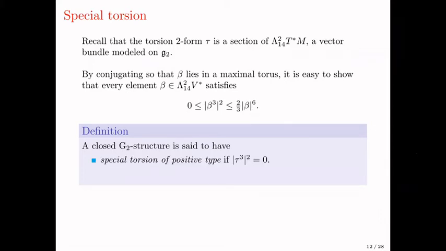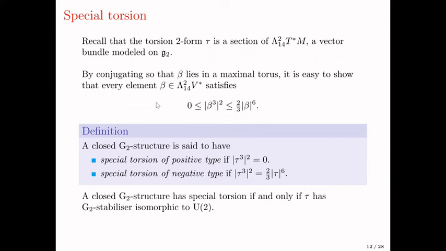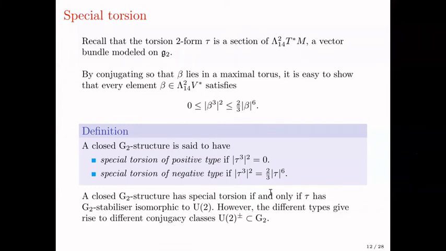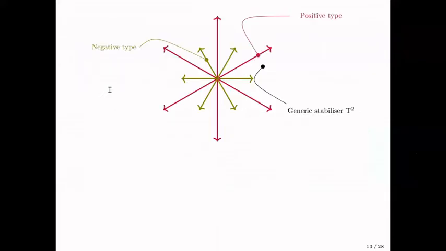So a closed G2 structure is said to have special torsion of positive type if the norm squared of tau cubed is 0, and it's said to have special torsion of negative type if the norm squared of tau cubed is equal to 2/3 times the norm of tau to the power 6. So these are the ones that live on the ends of these inequalities. I've chosen to write these conditions this way because it's a very down-to-earth way to write them, but they're equivalent to the fact that tau has a G2 stabilizer isomorphic to the group U2. The positive type and negative type are stabilized by different conjugacy classes of U2 inside G2, so they are very different and have a different flavor.